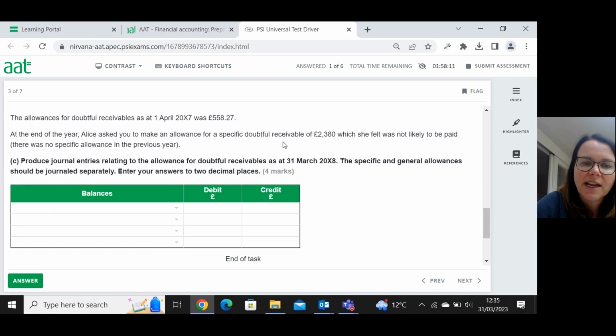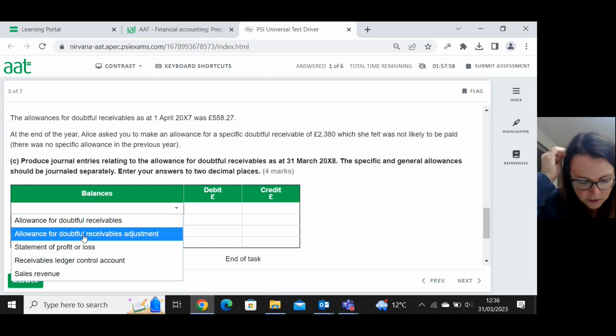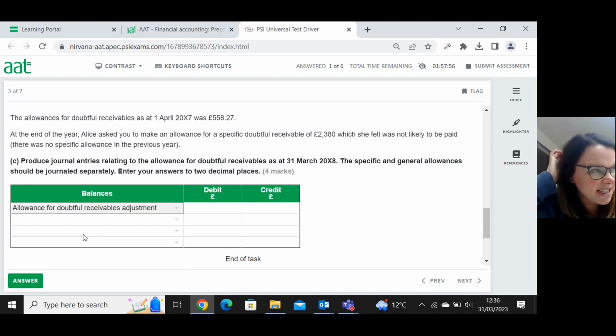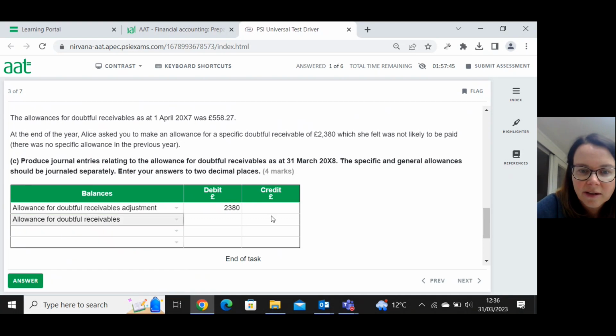So when you have a specific doubtful receivable, you are creating an expense in your accounts. So we would debit the allowance adjustment. Always remember that the allowance adjustment is the one that hits the profit and loss. So that's going to be the expense. And then we will credit just the allowance.